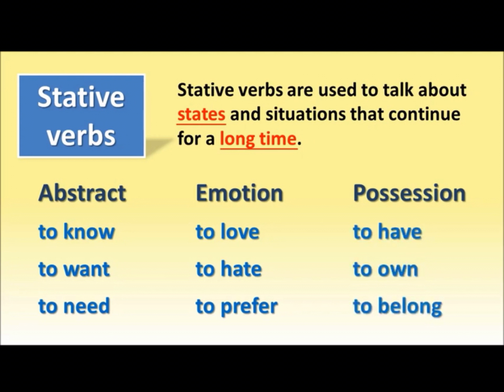Stative verbs are used to talk about states and situations that continue for a long time. Okay? Now here we have, they include abstract, emotion, and possession. Let's talk about each one. Abstract means, for example, to know, to want, to need. Emotion include to love, to hate, to prefer. These are emotions inside of you. And possession, we can say to have.